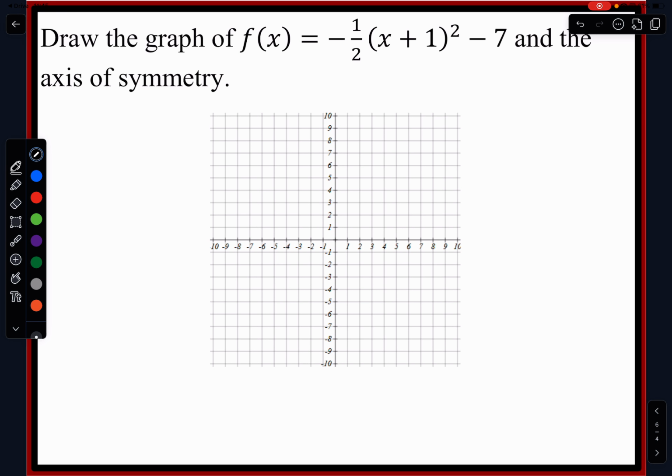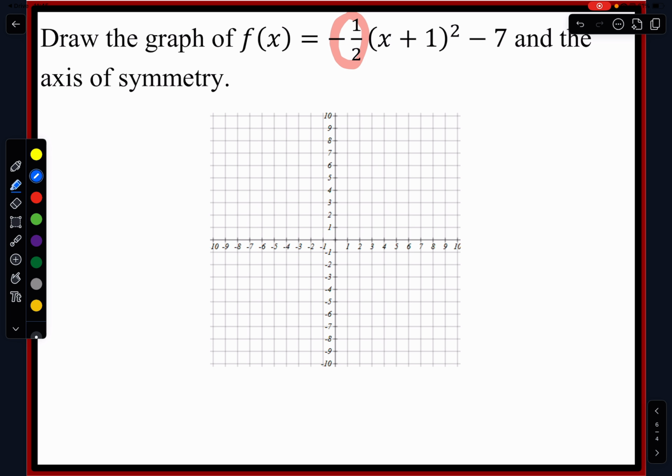In this question, we're asked to draw the graph of a quadratic function in vertex form, but we have a scalar horizontal, vertical dilation of a fraction. So we have a vertical shrink here. So let's see how we're going to do this.